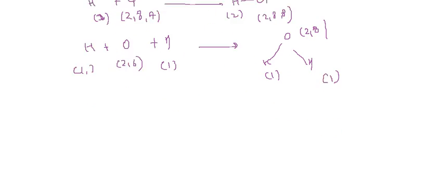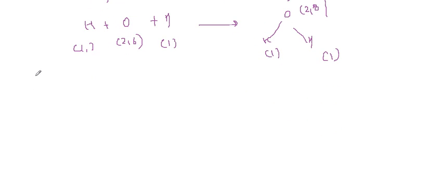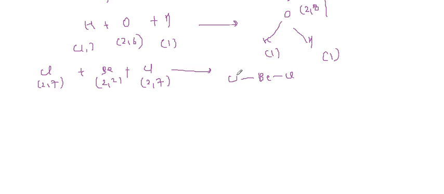Now if we talk about BeCl2, in BeCl2 Cl is 2, 8, 7 and beryllium is 2, 2. So it forms BeCl2, with Be having 2, 4 and each Cl having 2, 8. Again, the net energy is being released here. Okay, the energy is released, though it is not a completion of octet for Be.